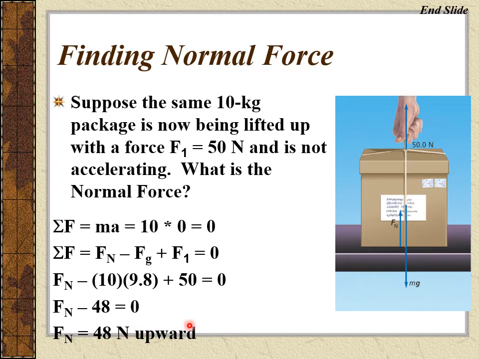Now this should make sense also because now we have this 50 newtons helping to balance out gravity, so we don't need as much normal force. And normal force doesn't equal 98 because we've got this 50 newtons that is also helping. So this is an example where the normal force is not equal to the weight because we have some other force that's helping out.